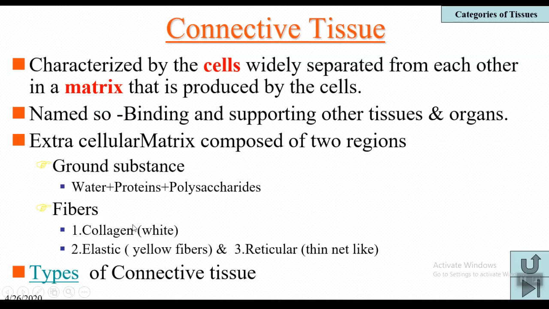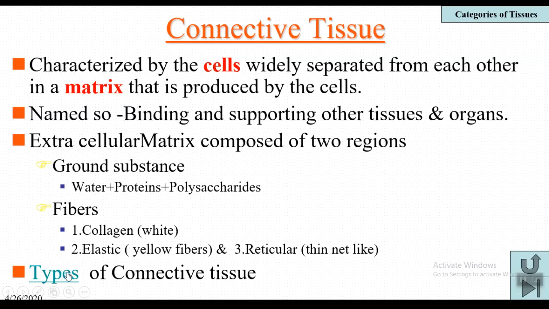The collagen fibers are white in color, elastic fibers are yellow in color, and reticular fibers are thin and net-like fibers. All these fibers and cells are observed in connective tissue. In connective tissue, there are five types of cells we can come across. Those are fibroblasts, mast cells, macrophages, adipocytes and plasma cells. In addition to these cells, fibers are also there. Collagen fibers, white collagen fibers, yellow elastic fibers, and thin net-like reticular fibers.